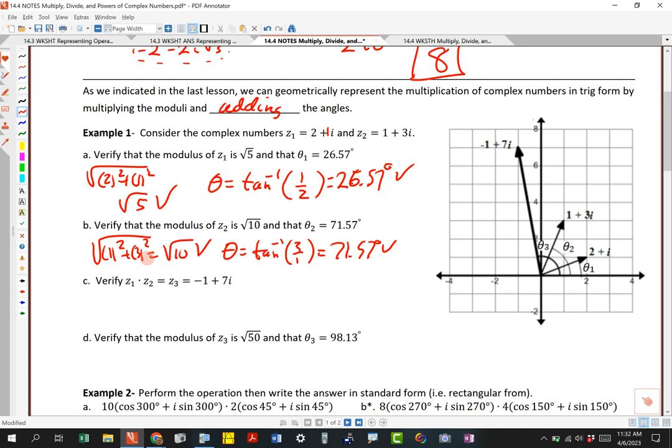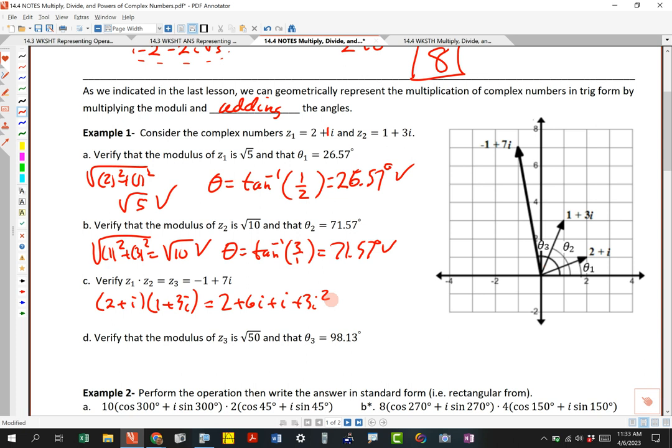Okay, next part. We want to verify that multiplying z1 and z2 does give us this right here. So let's write down 2 plus i times 1 plus 3i, and let's see what we get. So we're going to do 2 times 1, 2 times 3i, that's going to be 6i. i times 1 is going to be i. And then i times 3i is going to be plus 3i squared.